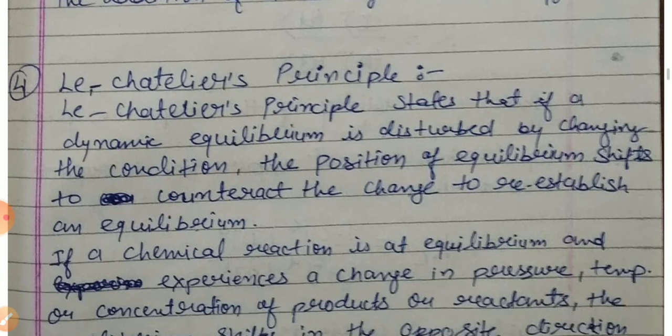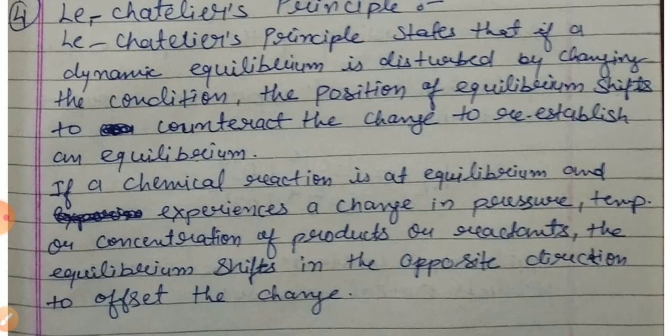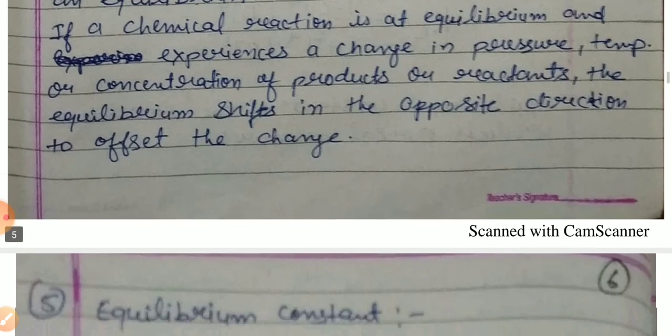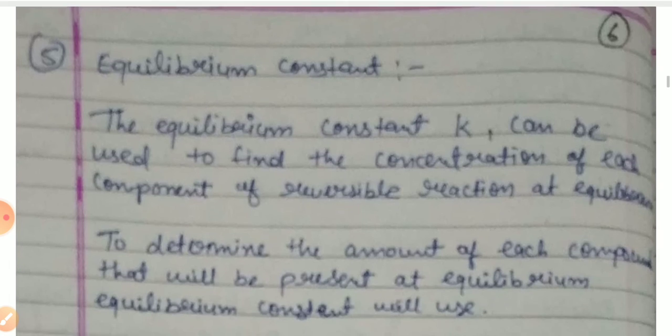Okay, so if a chemical reaction at equilibrium experiences a change in pressure, temperature, or concentration, these are the factors which can affect the chemical equilibrium. So for the product or a reactant, the equilibrium shifts in the opposite direction to offset the change. It will try to reduce the change and re-establish the equilibrium, so the reaction remains in an equilibrium state. So next is the equilibrium constant.